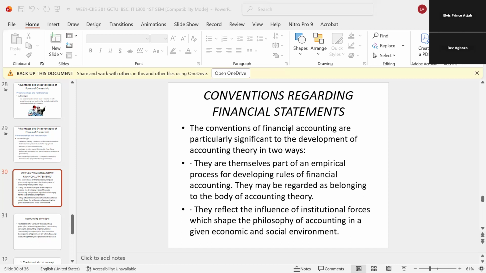The financial statement is guided by rules and regulations that we call standards.